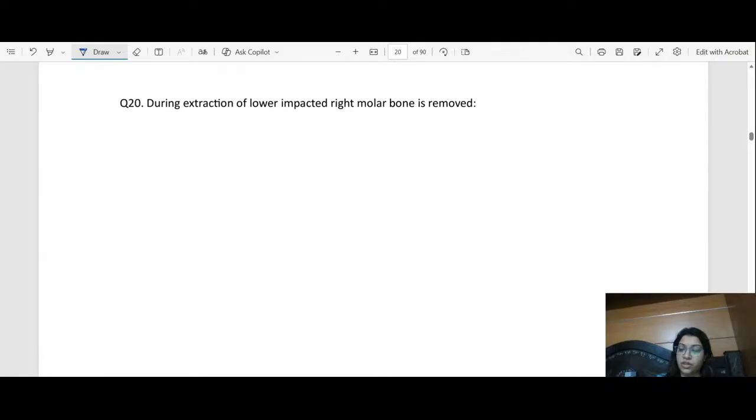Now the next question. During the extraction of the lower impacted right molar, bone is removed up to the furcation area, up to half of the roots, or up to the CEJ. So it is removed up to the CEJ. So what is used? A micromotor handpiece and burr is used with continuous irrigation as a coolant to reduce the necrosis of the bone.